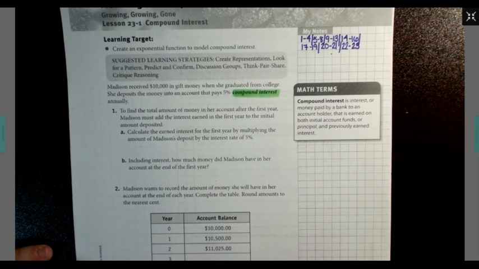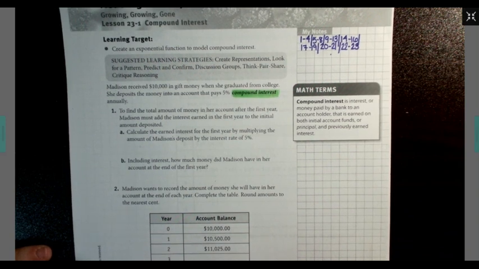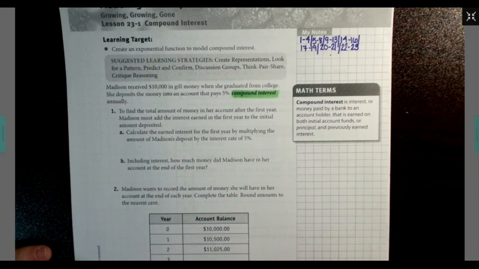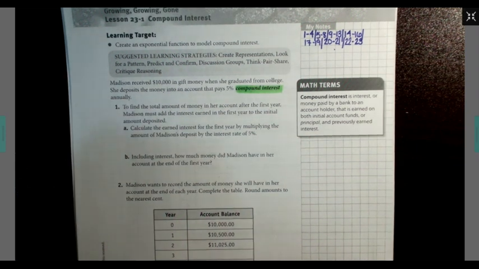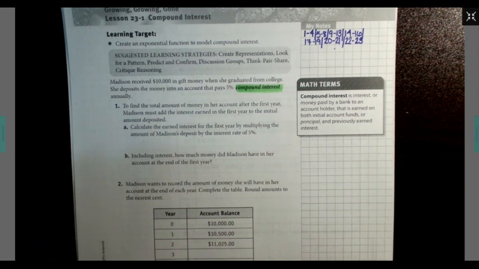We are on page 341. It says, Madison received $10,000 in gift money when she graduated from college. She deposited the money into an account that pays 5% compound interest annually. Compound interest is interest or money paid by a bank to an account holder that is earned on both initial account funds or principal and previously earned interest.